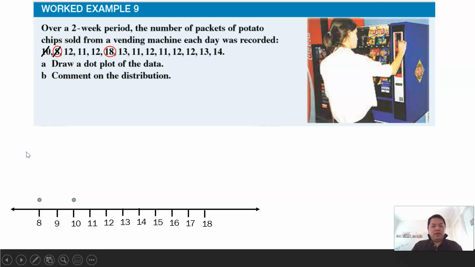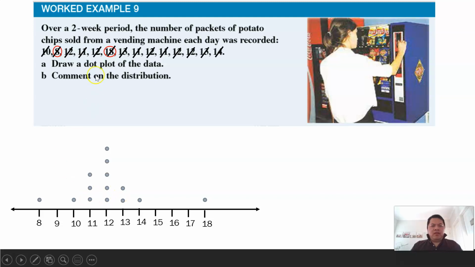8 is the next one, then 12, 11, 12, 18, 13, 11, 12, 11, 12, 12, 13, 14. So you see you have already finished drawing this. What do you think about this distribution? This data collection is about the number of packets of potato chips sold from a vending machine on each day.